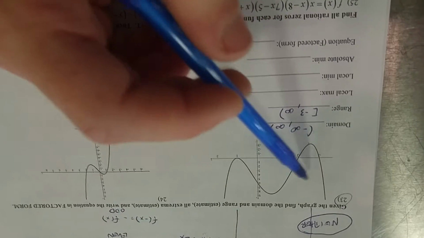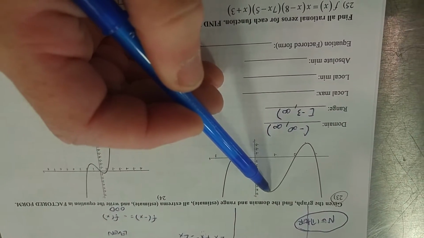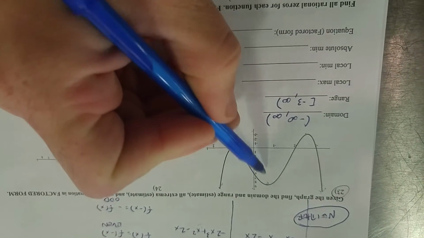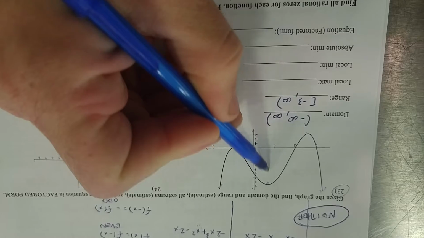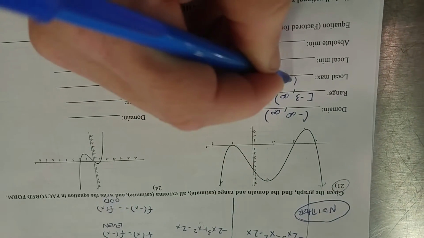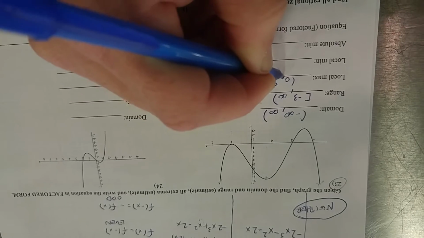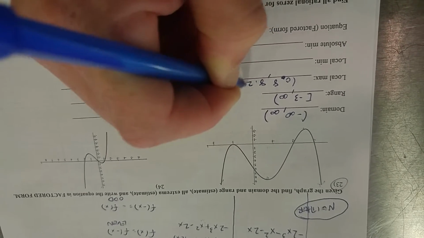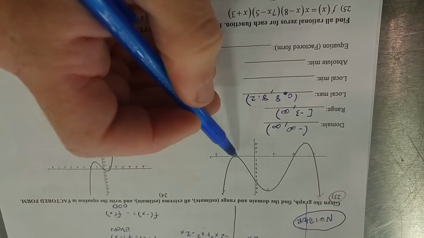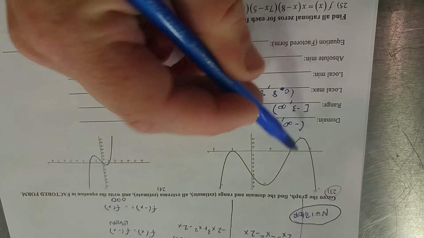Local maximum. This right here is your local maximum. It's not absolute because the graph does go higher than that, but it's going to be a local maximum. So I'm going to call that about, I don't know, 0.8, 8.2. So 0.8, 8.2.